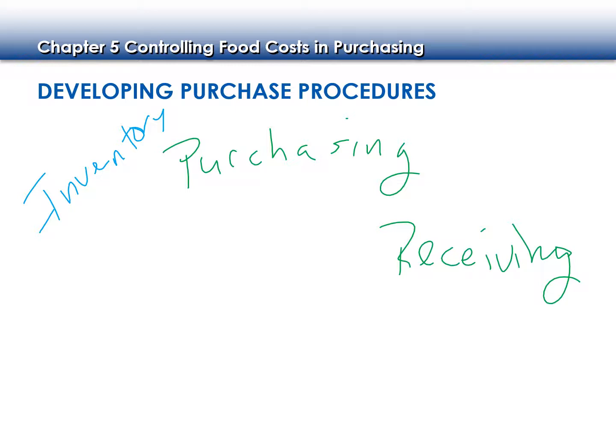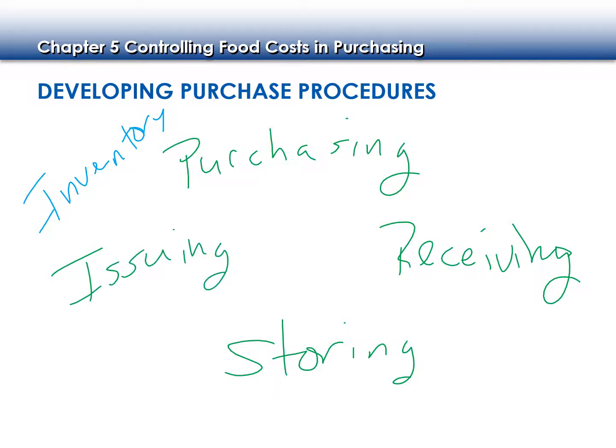What do we do after we receive it? We store it. And then after we store it, once we put it into production, that's called issuing. Okay, so we issue it and it goes into production. Inventory happens in between issuing and purchasing. We're going to talk about inventory a little bit today as part of that purchasing process.